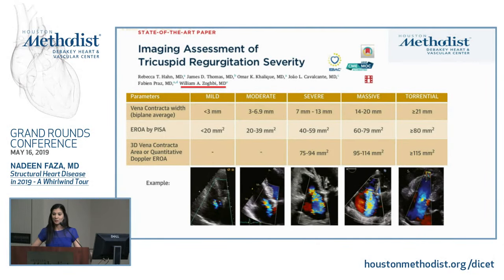TR is terrible to the point where you sometimes look at an echo and you feel like you want to call it severe, but it looks way more than severe. So Dr. Zogby and Dr. Han just published this new proposed grading system, which includes severe, massive, and then torrential MR.